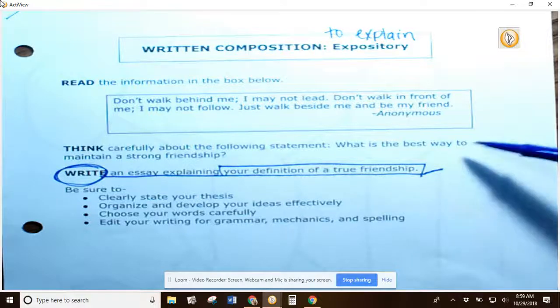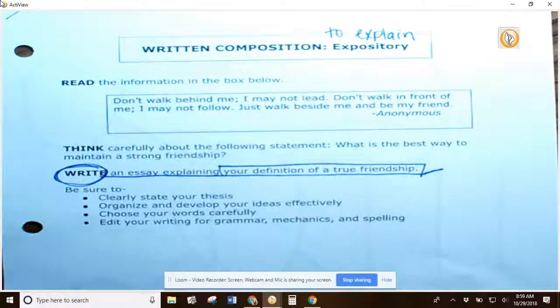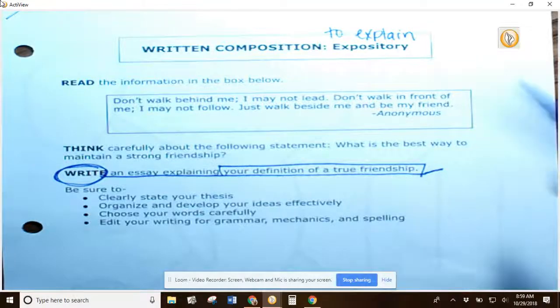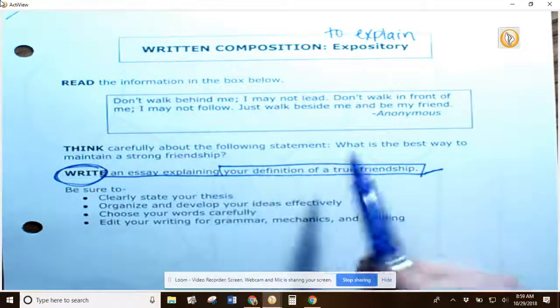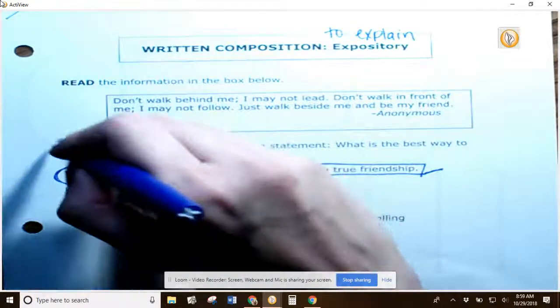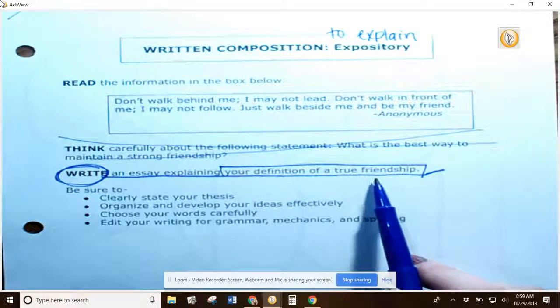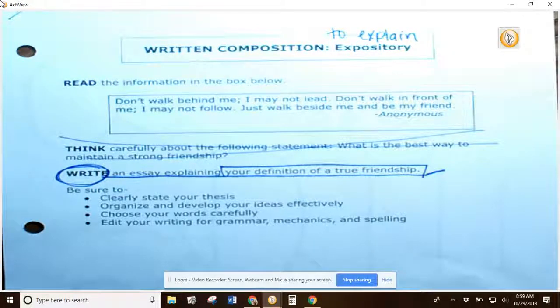Now this often might confuse some people, because it says, what is the best way to maintain a strong friendship? That is not the basis of your essay. Do not write your essay about that. In fact, if you read this sentence right here and you think, okay, I can write about that, don't even worry about the other stuff. Just ignore it and move on. All it's there to do is get you thinking in the right direction, but this question often can throw us off. So if you want to just ignore this, you can. Right here is what your essay needs to be about, your definition of a true friendship. Everybody good with that? So that's what we're writing about.